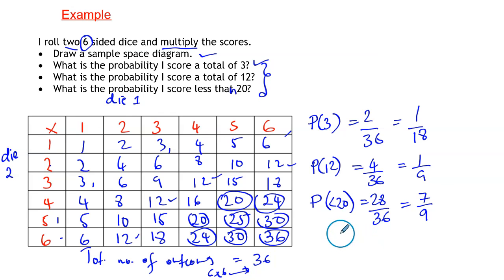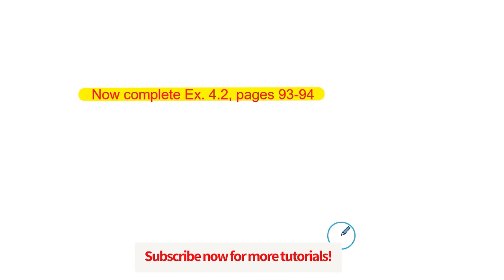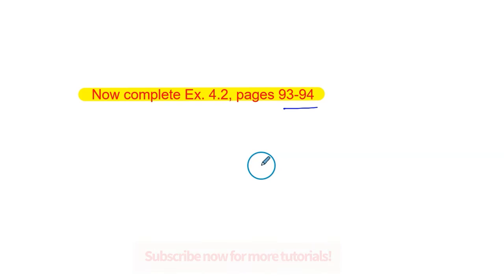If you are doing NECTA, that's the Tanzanian specification, you can go and look at your book, which is Fundamentals of Basic Mathematics, pages 93 to 94, and do some exercises. Otherwise, just use your normal book. If you're doing GCSE or IGCSE, it's all relevant.